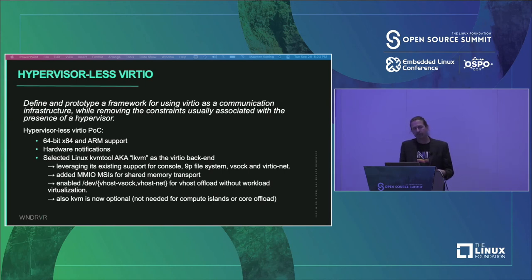So the thesis for the POC that we've been working on was, can we use virtio on both x86 and ARM without a hypervisor, just use interrupts between the cores, leverage a VMM, and we chose KVM tool as the VMM to be the back end for virtio, and then get good performance with that. And so that means that we had to add some support for MSIs to KVM tool and enable vhost-based vsock and network, virtio net, in the system. And then what we did is we took out the opening of /dev/kvm for the configurations where you're doing compute islands and talking over a shared memory to a compute island. We still call it LKVM, even though it doesn't open KVM.